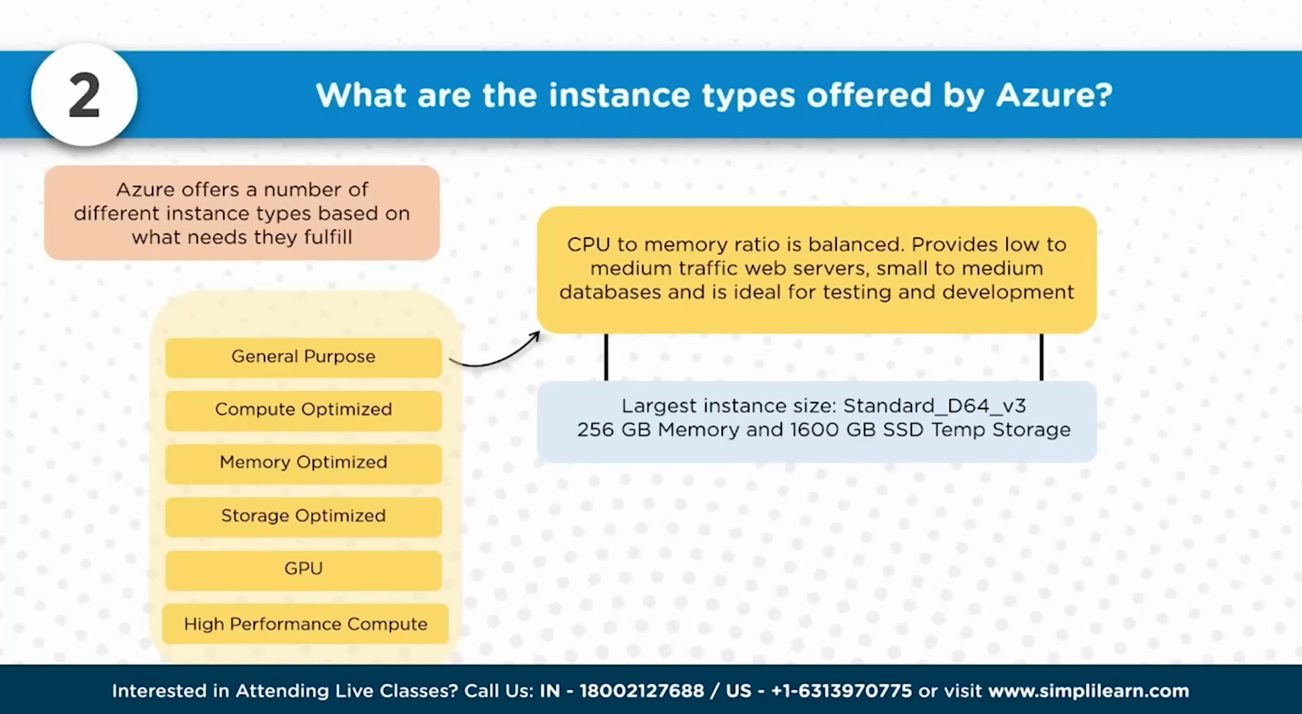You shouldn't be provisioning more, and you shouldn't be provisioning less at the same time. So it's kind of matching the right service to the right requirement. So what are the instance types offered by Azure? As you see in the list, we have general purpose, compute optimized, memory optimized, storage optimized, GPU virtual machines, and high performance compute virtual machines.